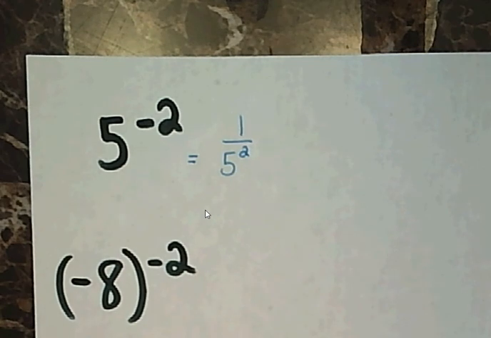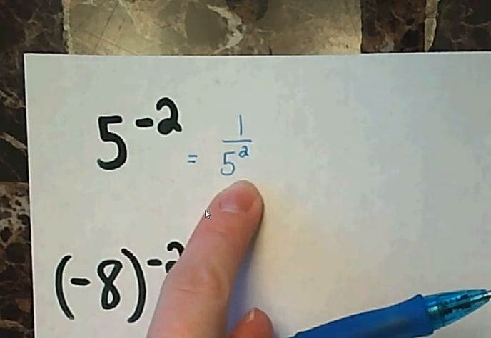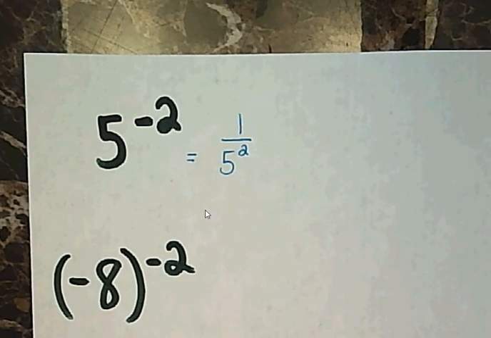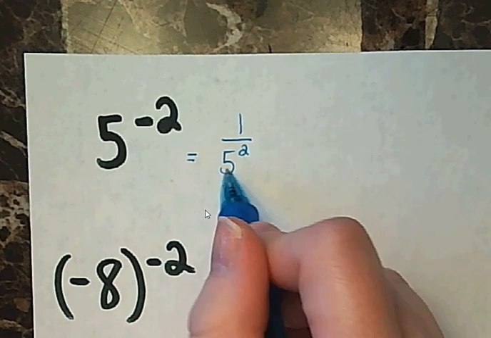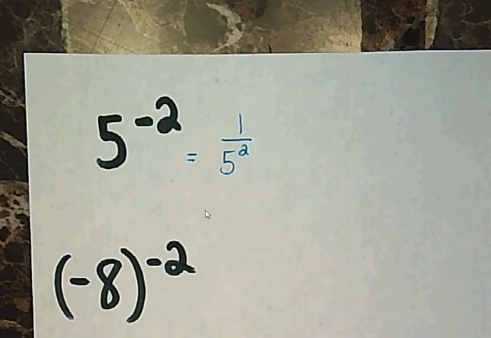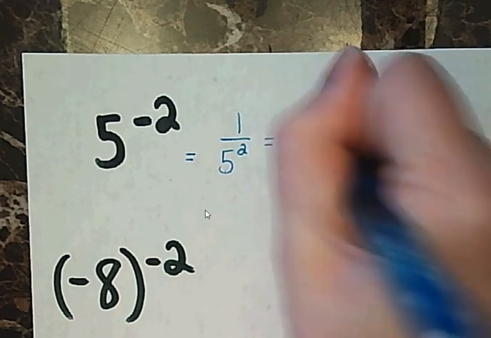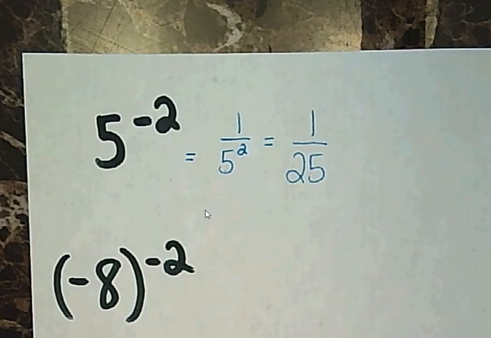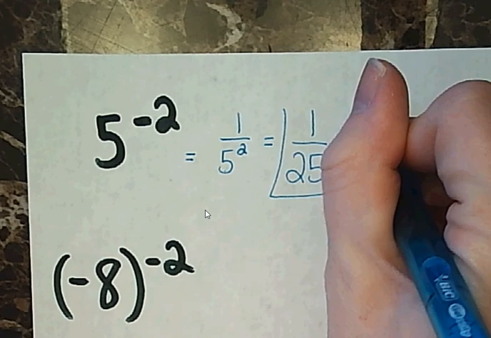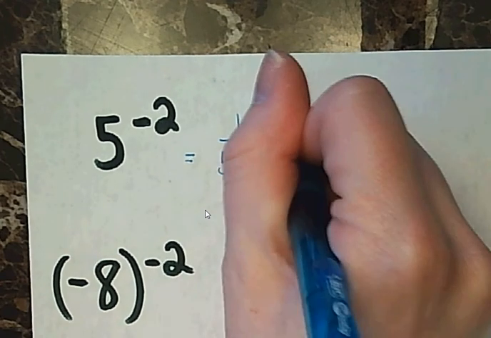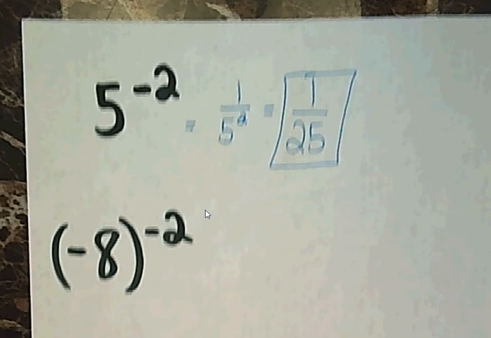Now I saw what a lot of you did was you actually just kept it in that form, but you actually want to simplify it to its lowest that you know of. So we can figure out what 5 to the second power is easily, because 5 to the second power means 5 times 5. So that's the same as 1 over 25. And that's our answer. So it wants its simplest form. 1 over 25.